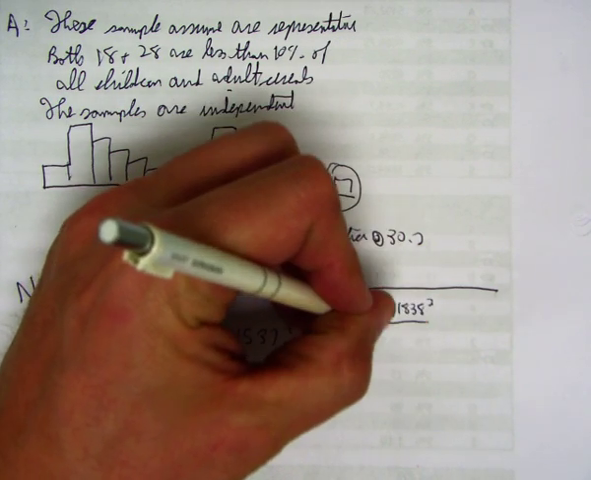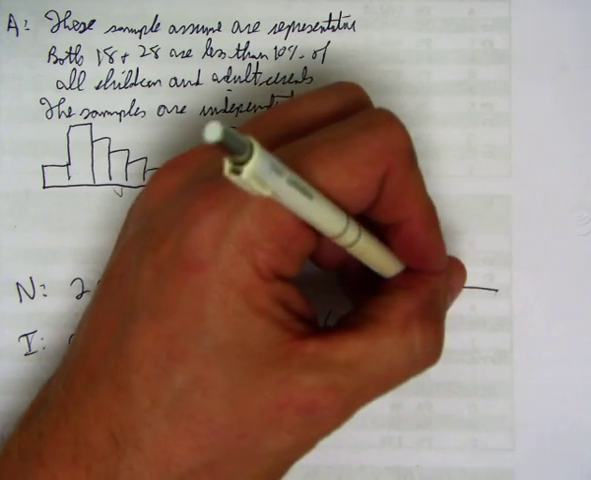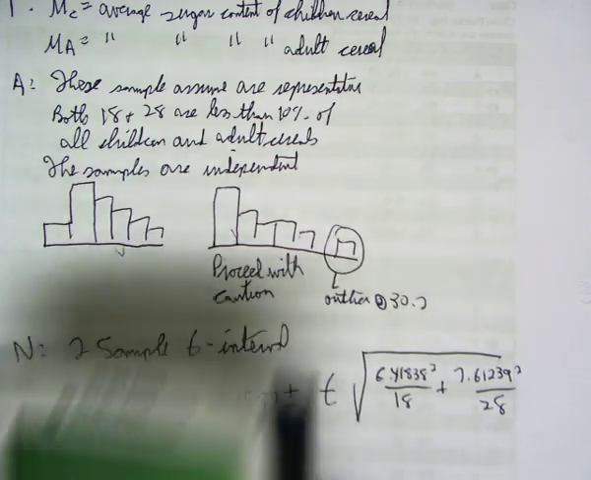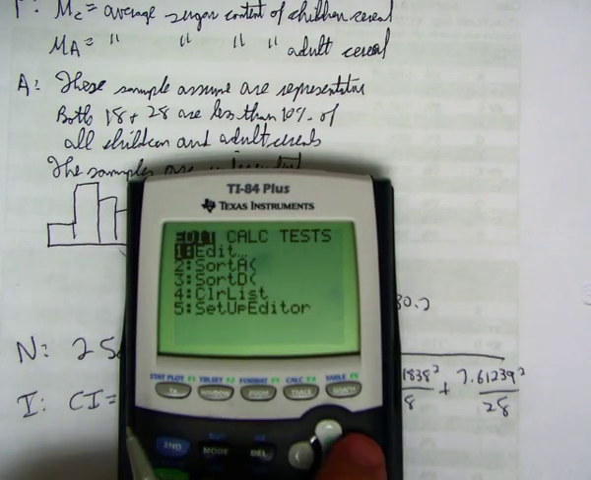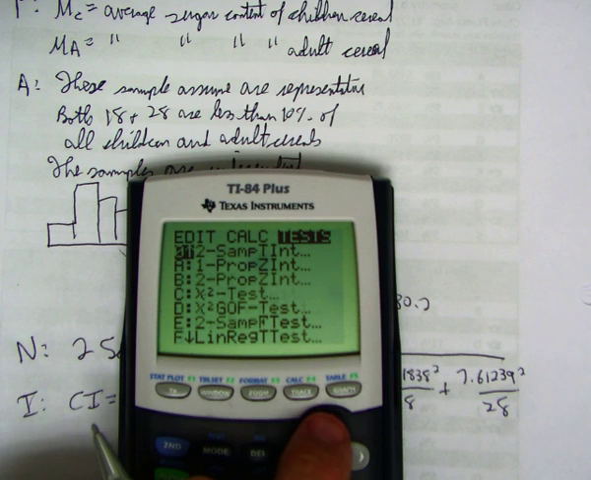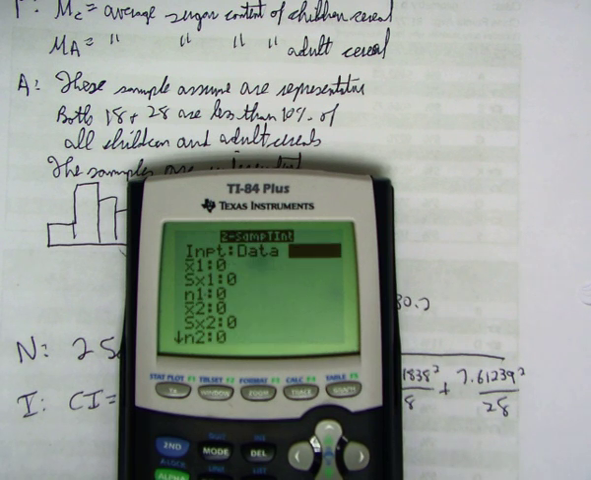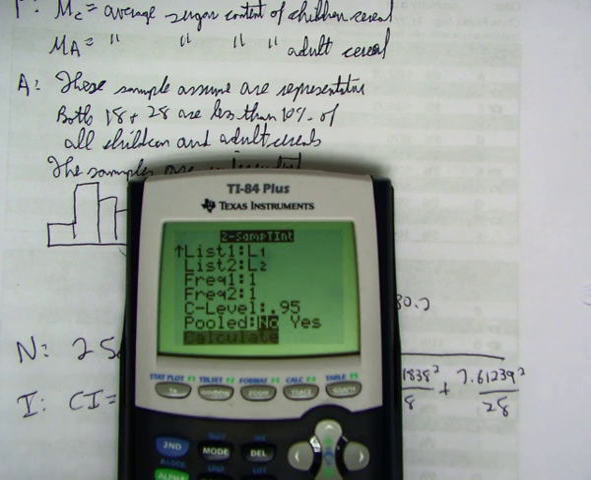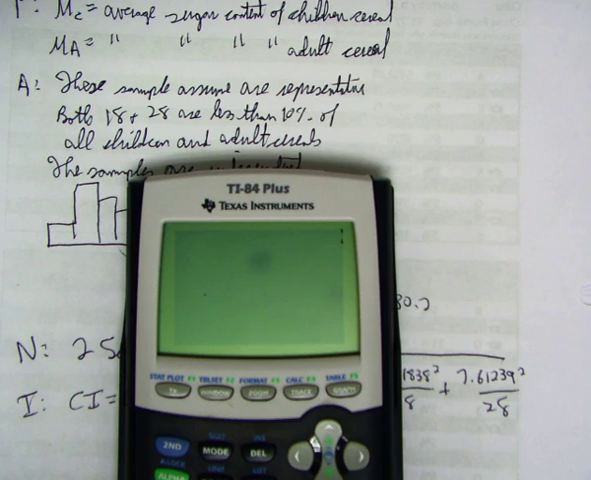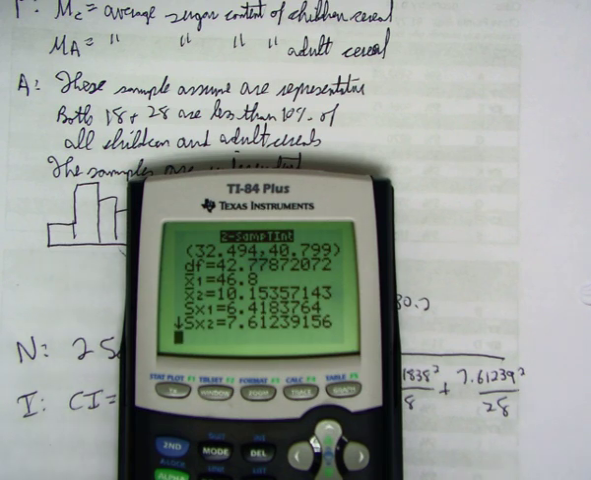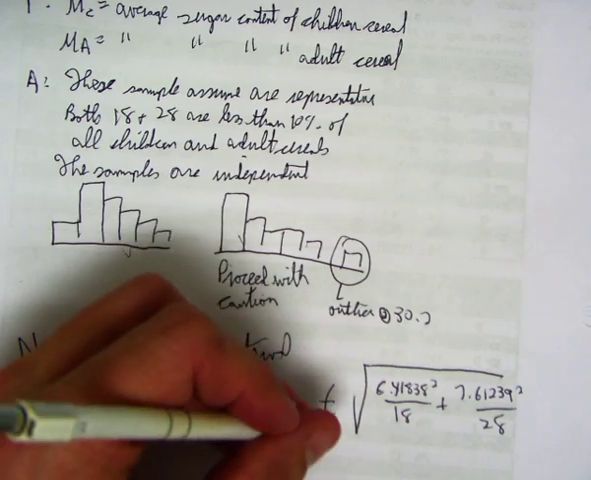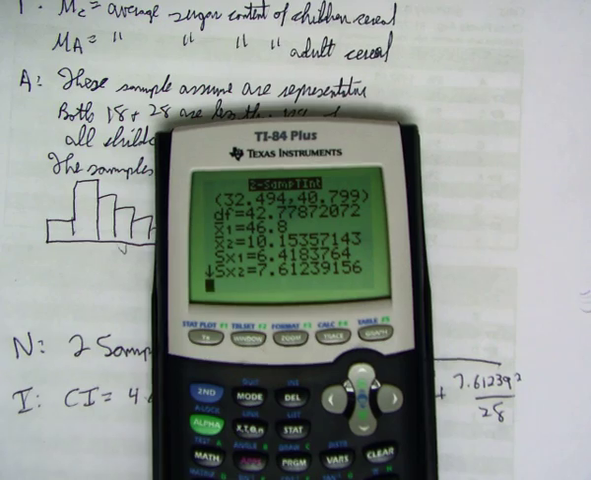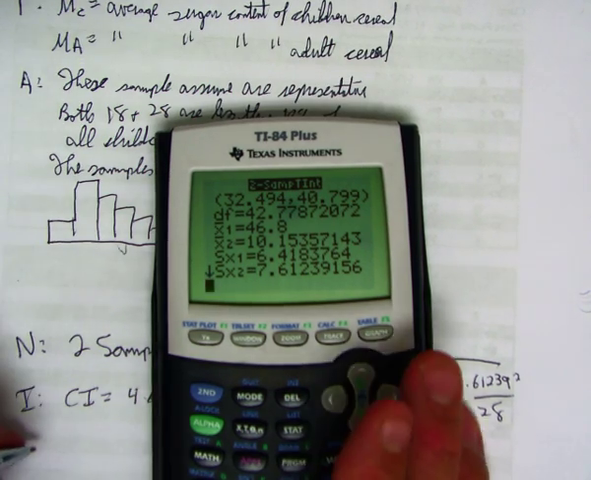Then 6.41838 squared over 18 plus 7.61239 squared over 28. Now everything's in the calculator, right? So we're going to do stat, go to test, go to 2-SampTInt, and we're going to use data. We're going to do L1, L2, 95%, and calculate. All right, so our degrees of freedom is 42.8. So that's a T with 42.8 degrees of freedom. We'll get that T value in a second. And our interval is from 32.5 to 40.8.